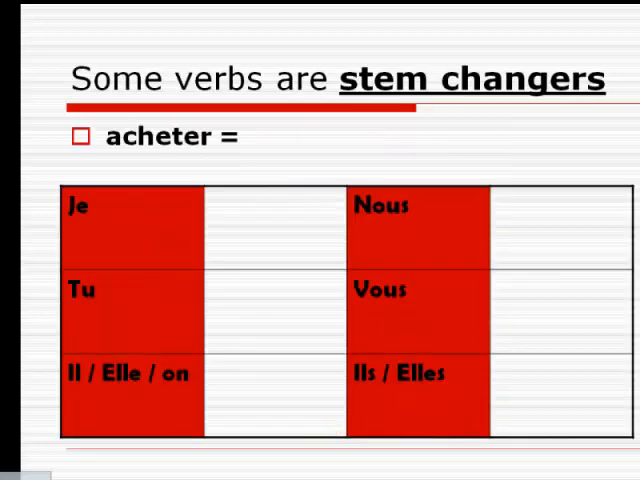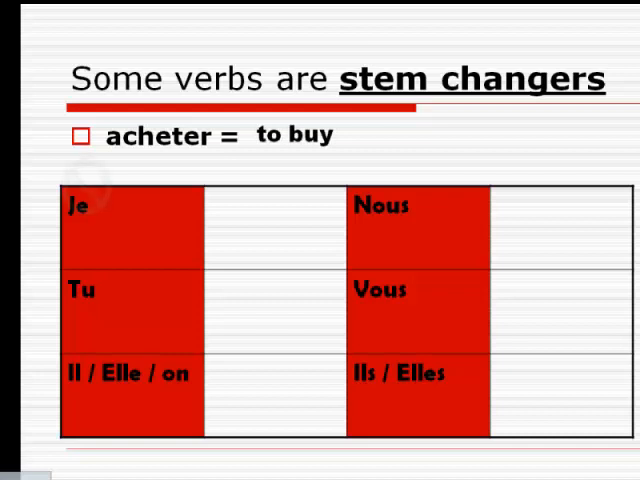Some verbs are regular ER verbs, but they are considered to be stem changers. What this means is they take the same ER verb endings, but there are slight spelling changes that happen within the letters that make up the stem. So let's take a look at the verb acheter, which is an example of a stem changing verb. The verb acheter means to buy.